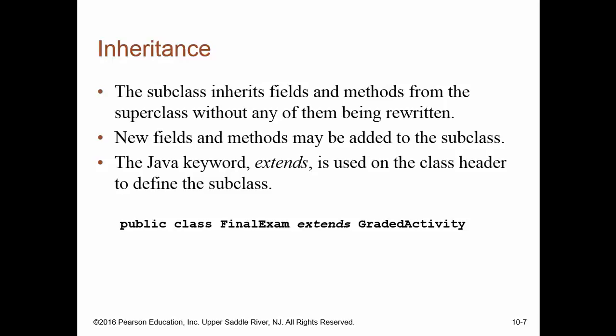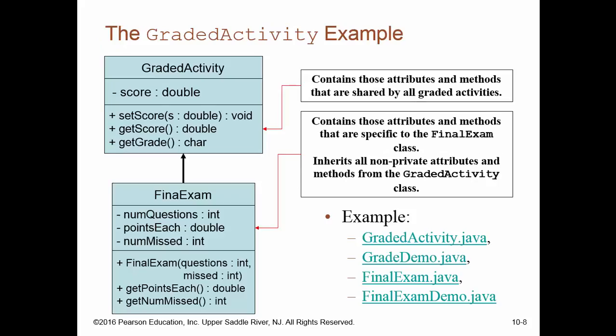Now, if we look at the example here, it says final exam extends graded activity. So what we're saying is a final exam is a type of graded activity. However, it's a specialized type of graded activity. All graded activities might have something in common, a number of points possible, a number of points earned, a grading scale or whatever. But a final exam might have something that's special, that's just by itself. So it's a type of graded activity, but it's a specialized type of graded activity.